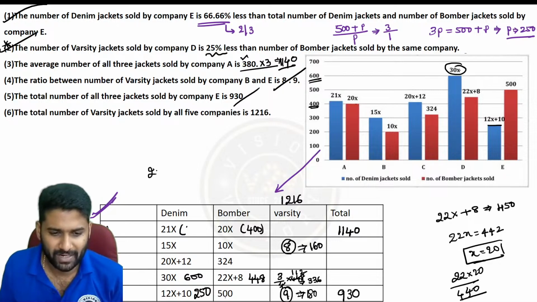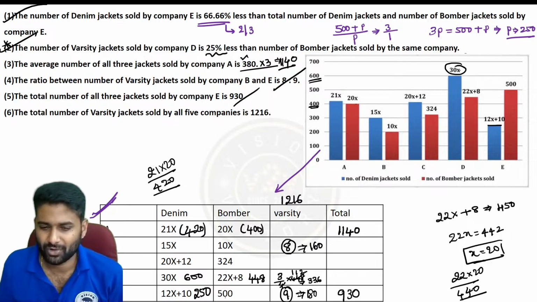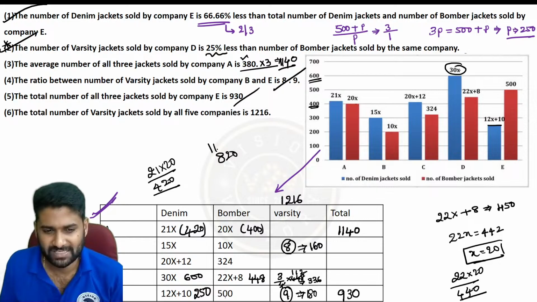Now see, if 21 is multiplied with 20, it's a value of 420. You will get that value in this way, guys. If the total value is 1140 and the sum of these two values is 820, just subtract here. It's a value of 320.